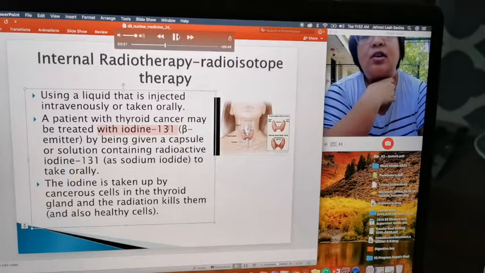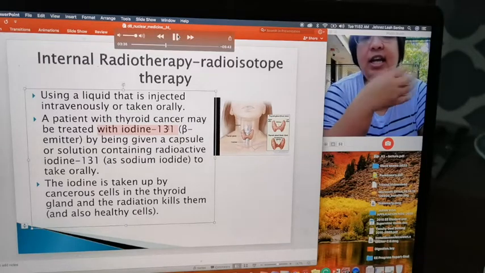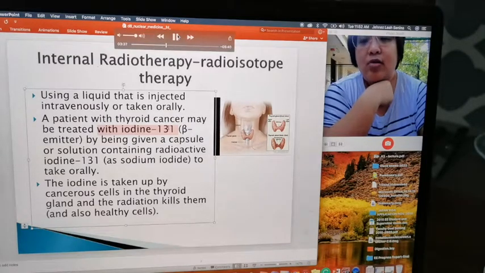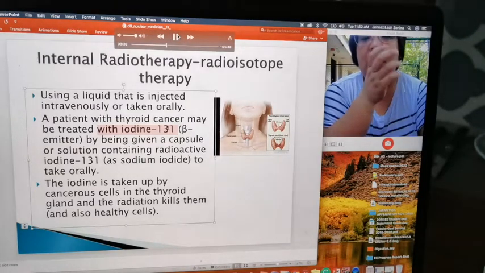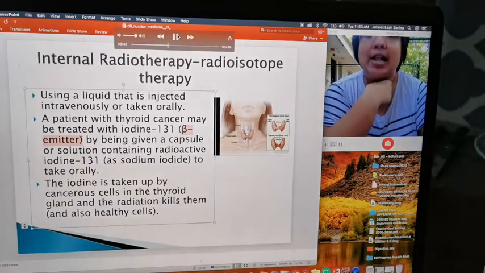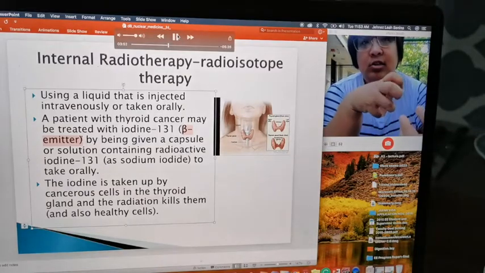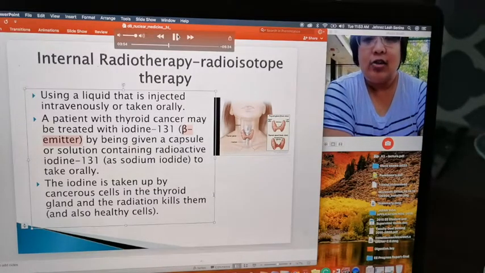Here in the thyroid gland, you will have cancerous cells. This iodine is taken up by the cancerous cells in the thyroid also. And then this iodine-131 will start to emit beta radiation. This type of radiation can kill those cancer cells. As it disintegrates, the radiation kills the cancer cells.